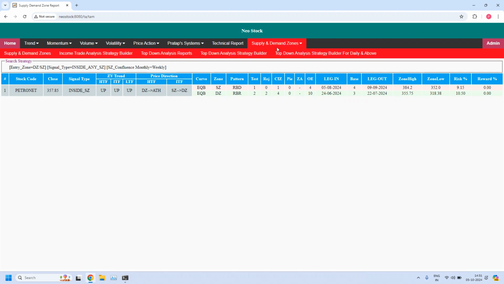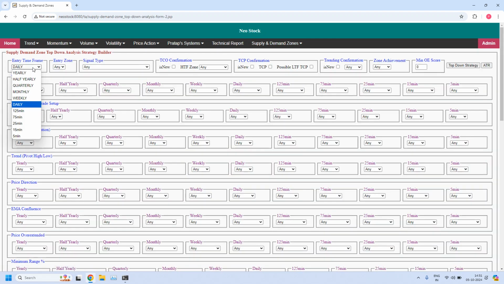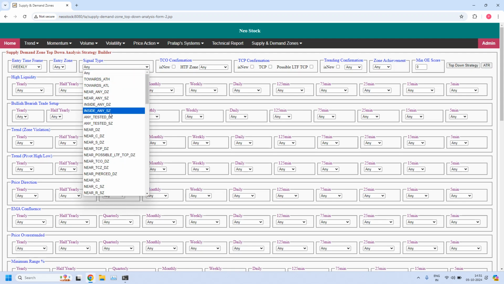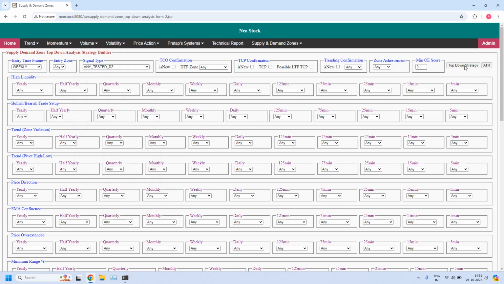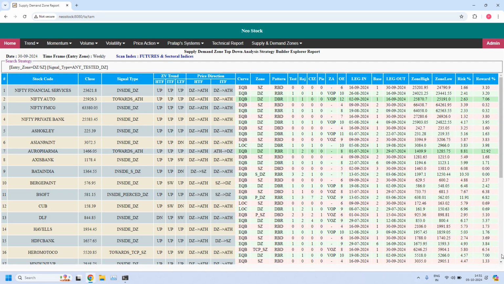Next set of reports. Let's look for the next set of reports. So entry time frame weekly. Let us find the stocks where the weekly demand zones are tested during these weeks. The stocks having weekly demand zones should be tested. So a good number of weekly zones are tested.